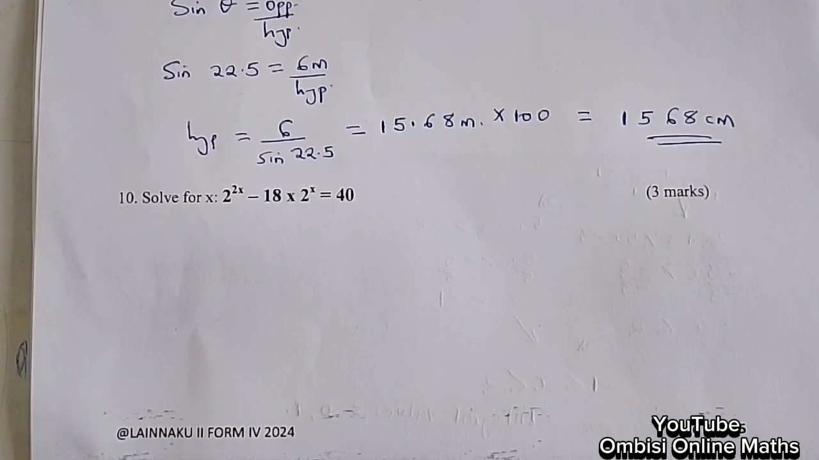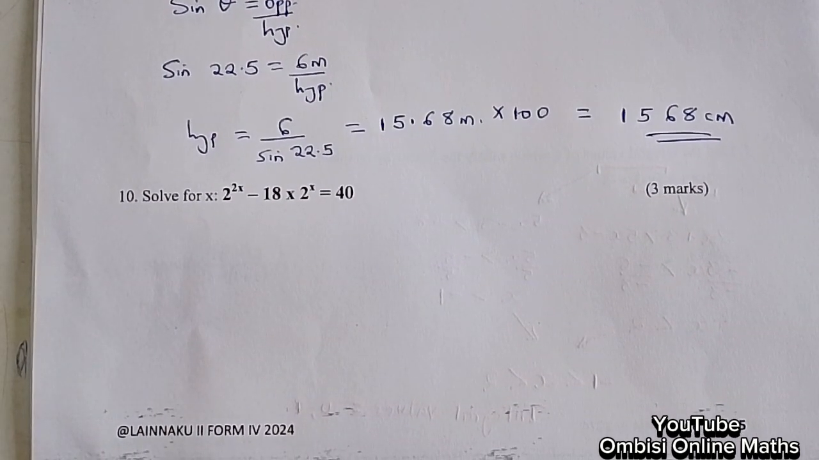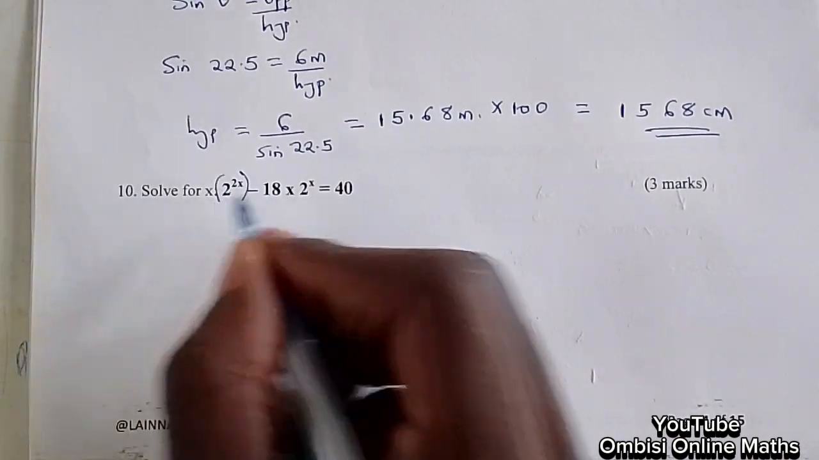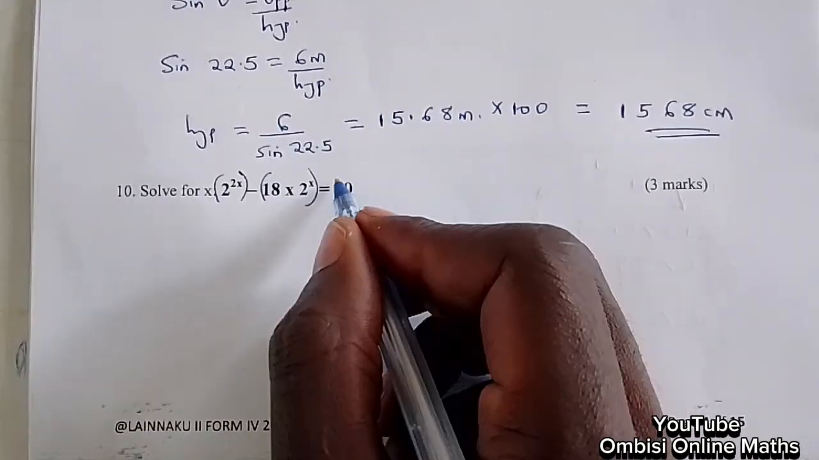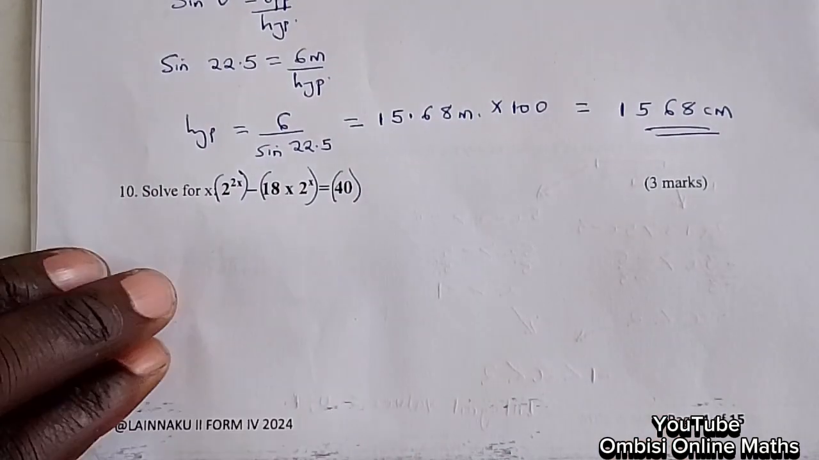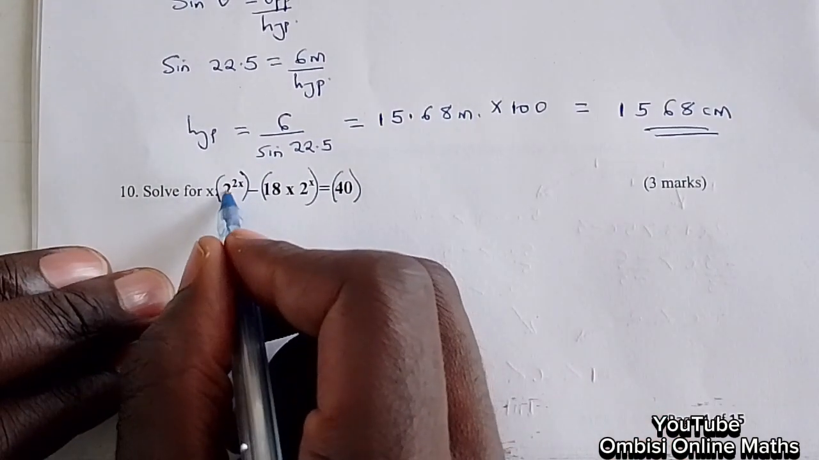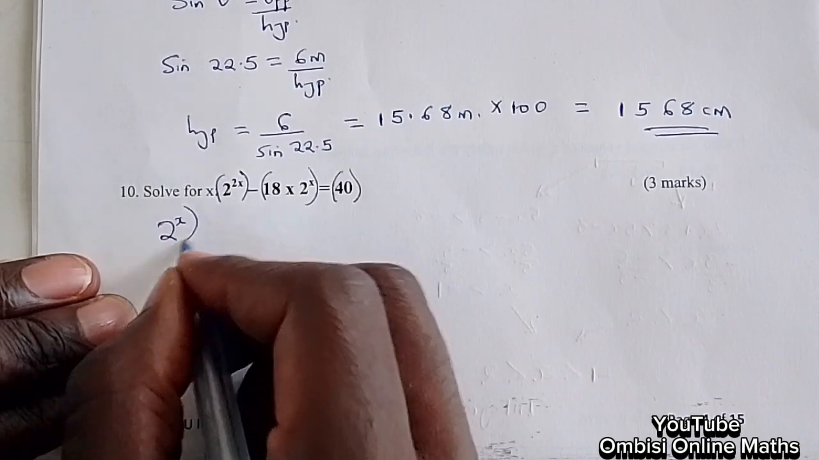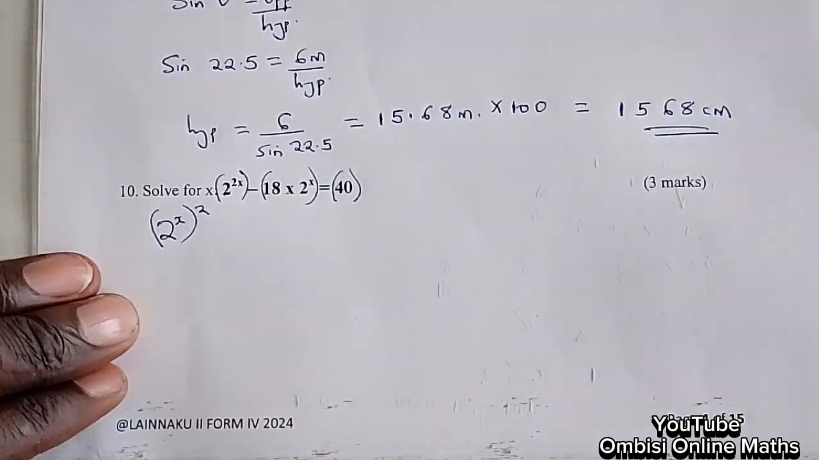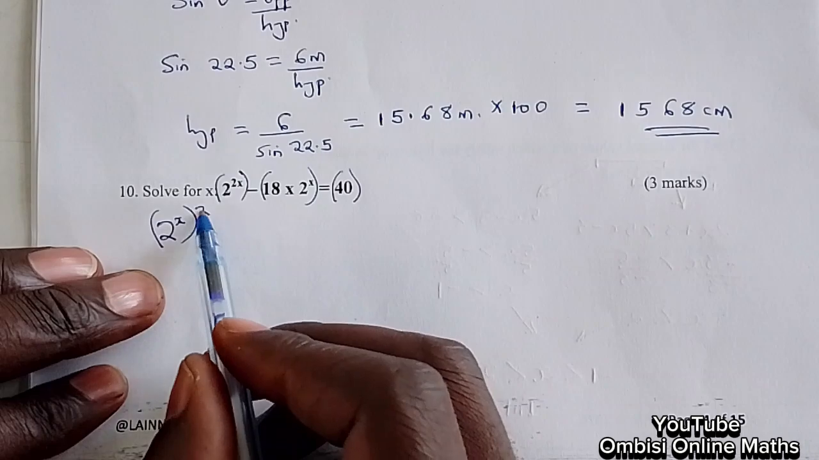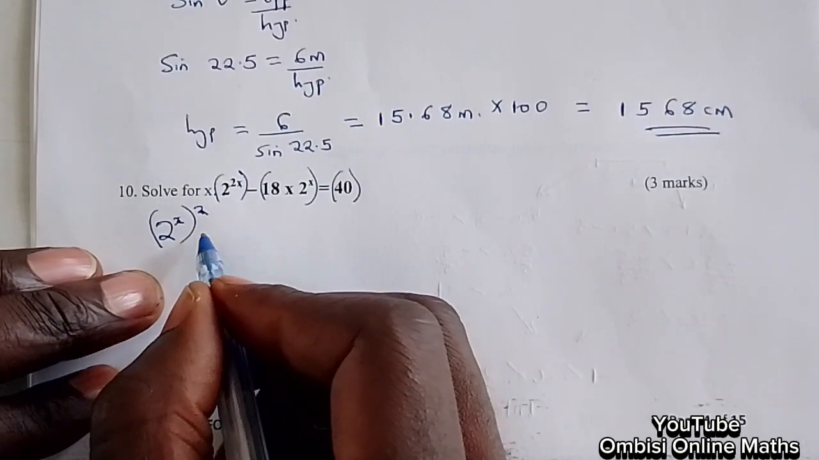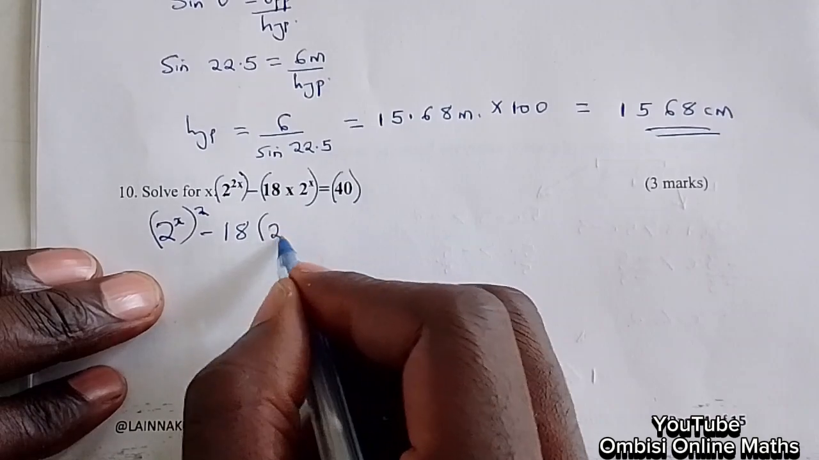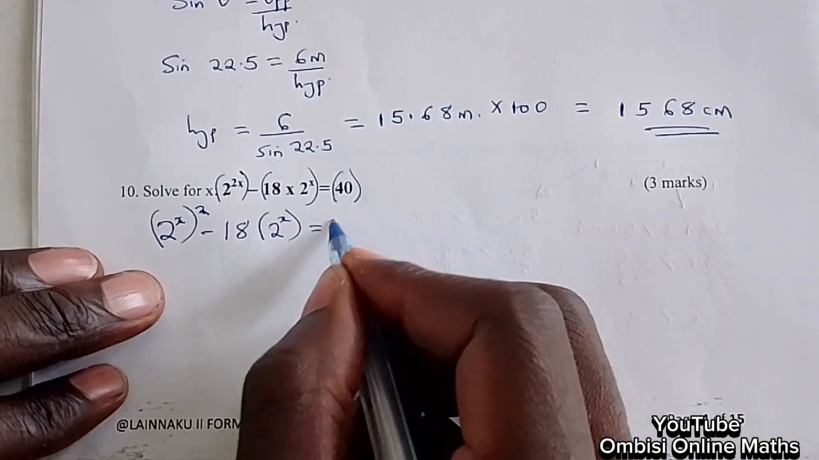Next, they want us to solve for the value of x in that indicial equation. So we are going to distribute this one into 3 so that, using a property of indices, this one can be expressed as 2 to the power of x, to the power of 2. X times 2 is 2x, which is here. Then minus 18 into bracket 2 to the power of x equals 40.